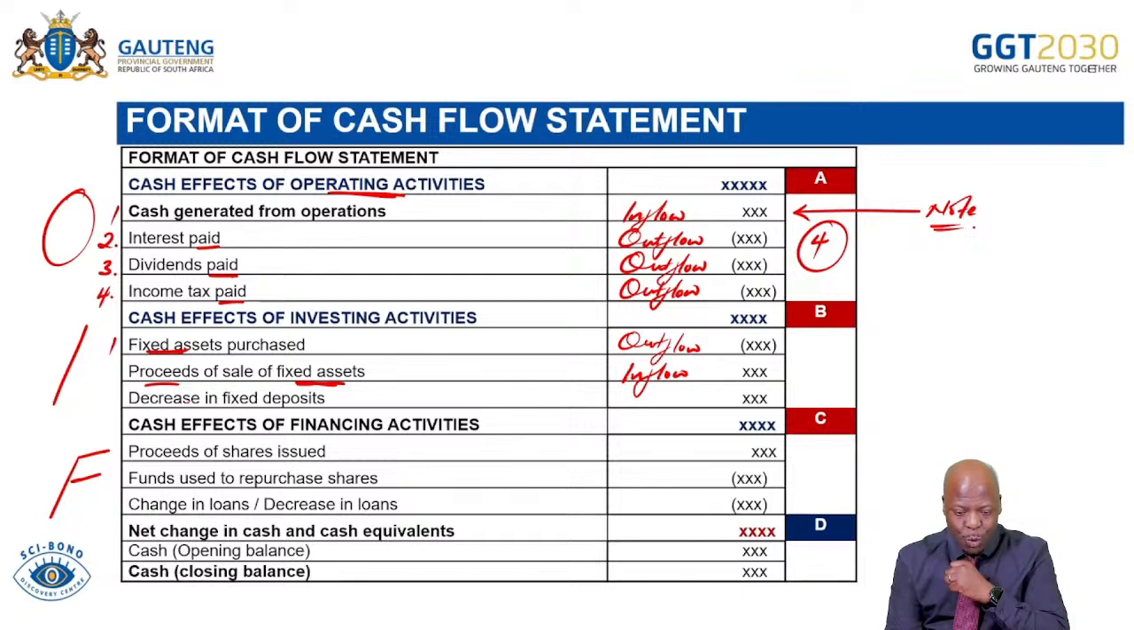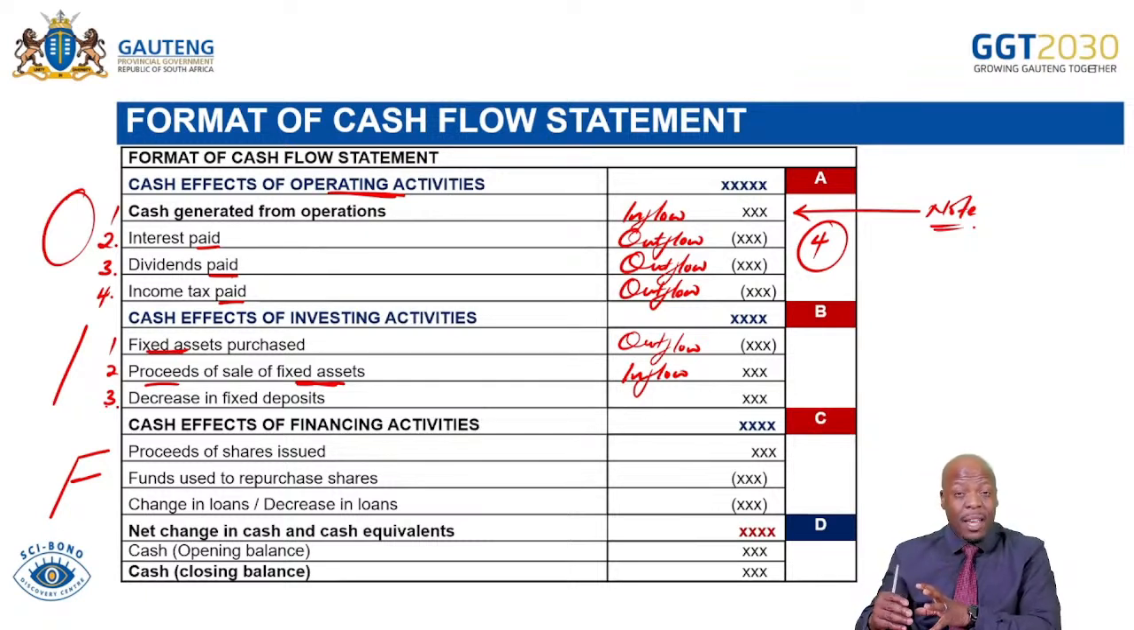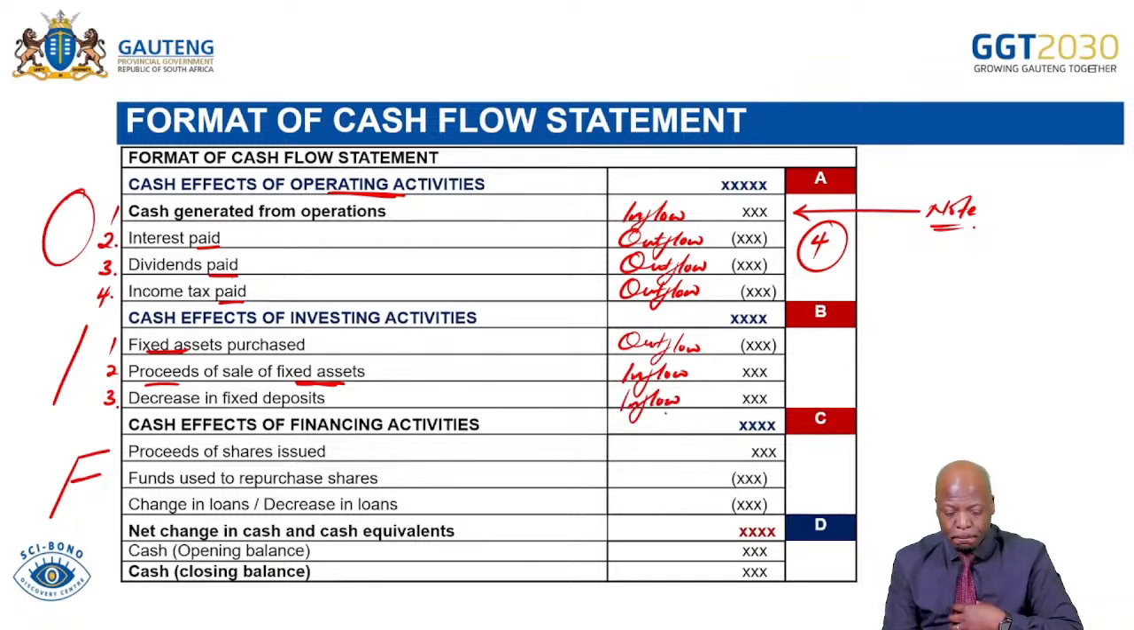And then the next one is your fixed deposits. Remember the statement of financial position. Under your non-current assets there are 2: your fixed assets, and then your financial assets, that is your fixed deposit. So your fixed deposit will come here. When you have a decrease in fixed deposit, normally we say that the fixed deposit has matured, and that amount will then be cash that the business is receiving. So that will become an inflow over here.